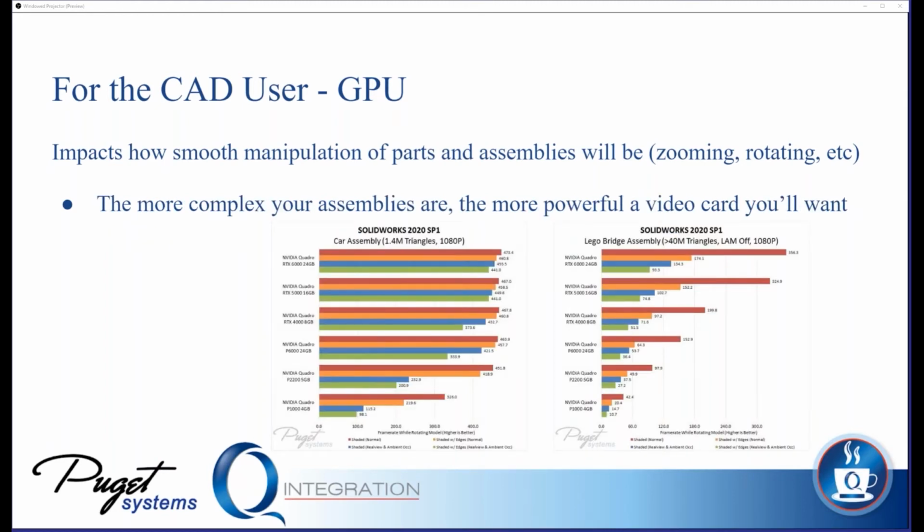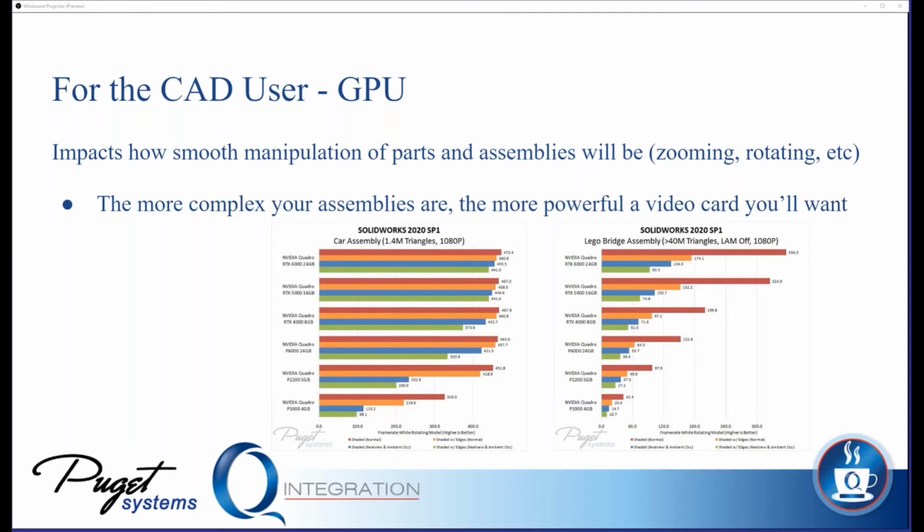Further, the more complex your assemblies or parts are, the more powerful a video card you'll want. And you can kind of see this. I think it might be a little bit small in the text, and I apologize for that. These are some graphs from our recent articles showing frame rates when rotating an assembly at two different sizes. One that's a car at about 1.5 million triangles, and then a massive bridge assembly at 40 million triangles.